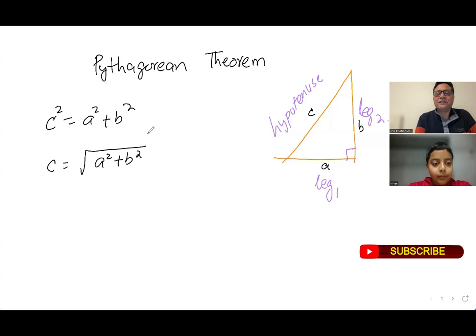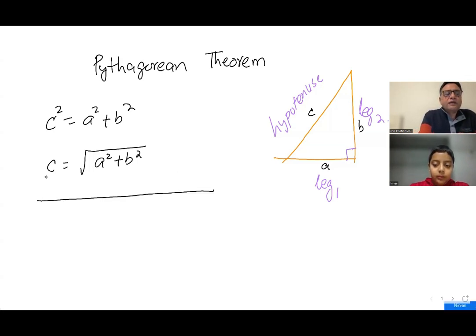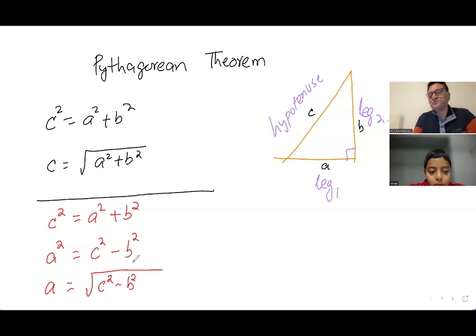All the sides are greater than 0. Sometimes we may have to find the smaller side. So the same formula can be rearranged. If we work with c square equals a square plus b square, and we want to find the smaller side, we can write a square equals c square minus b square. So always, longest side, hypotenuse, take away the smaller side. And then a will be square root of c square minus b square. Is that clear to you?